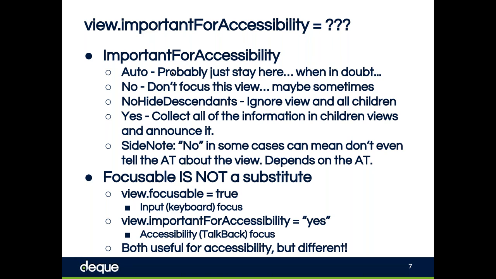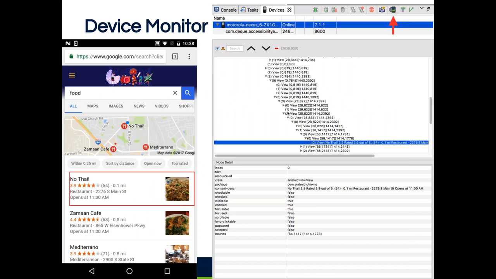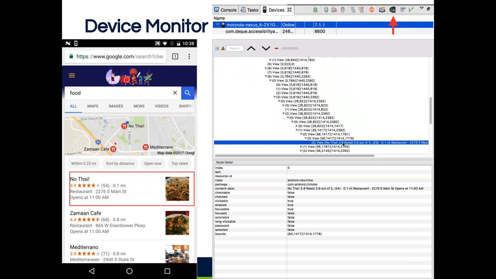In fact, no even means that, remember that device monitor thing that we saw when we see this hierarchy? No is going to mean that this view doesn't even show up in that interpretation for TalkBack. So in the accessibility hierarchy of your application that TalkBack is delivered, no means that this view would be omitted entirely, which is really interesting. No hide descendants is essentially the same thing as no, but instead of chopping off this particular view, we're going to chop off an entire hierarchy of views.